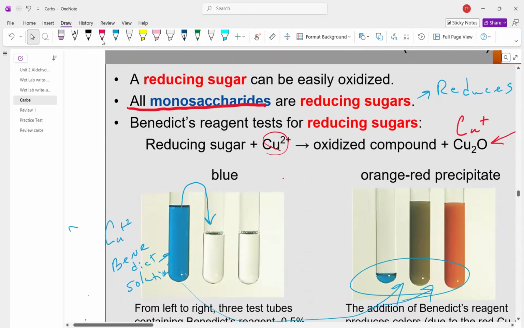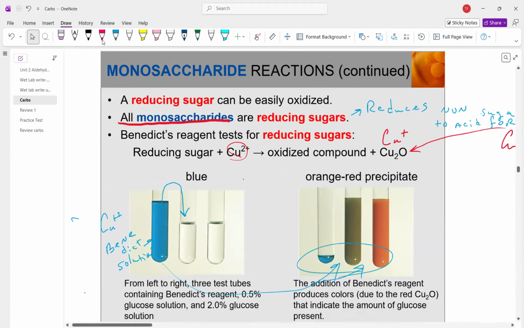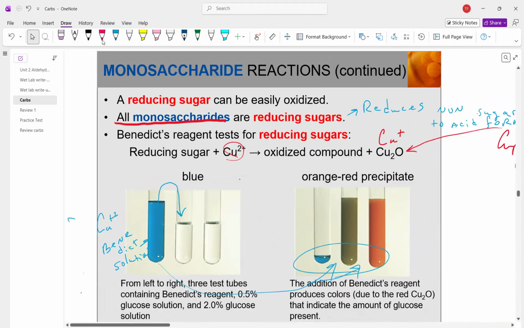Okay, all right. Now, I mentioned this before about this reducing sugar. A reducing sugar can be oxidized because when it opens up, it ends up opening up to an aldehyde or one of those special ketones, which are readily oxidized. If that's the case, then that's a reducing sugar.